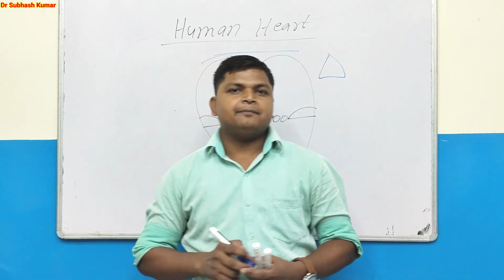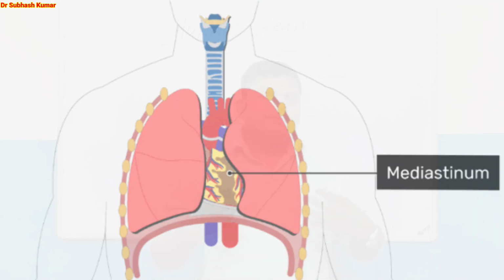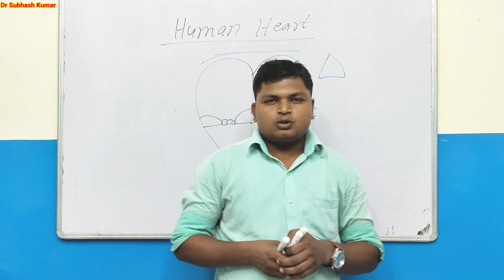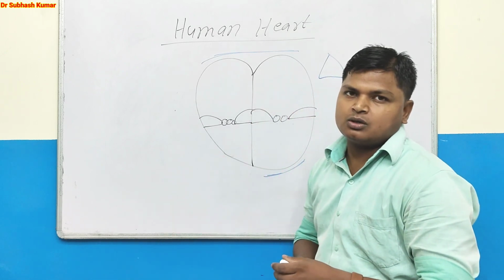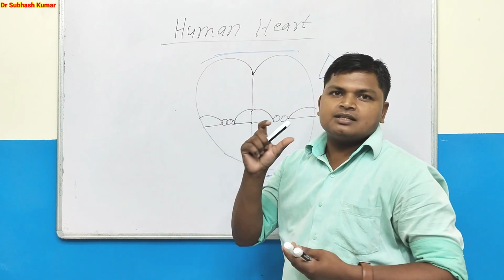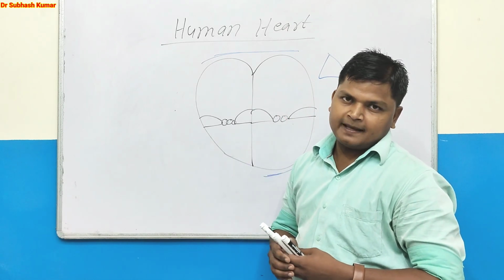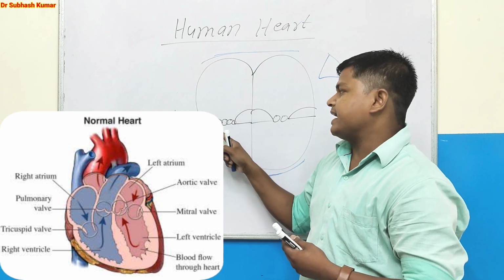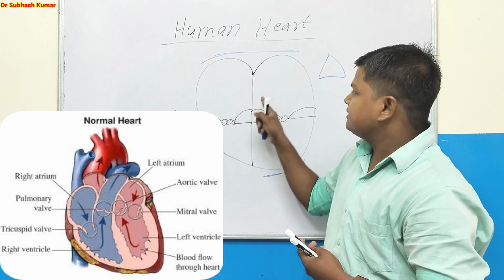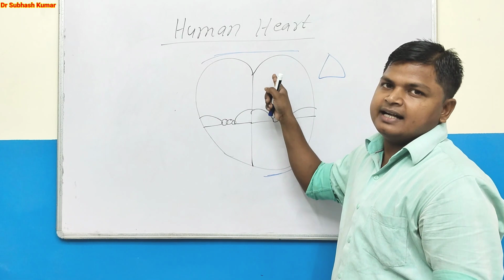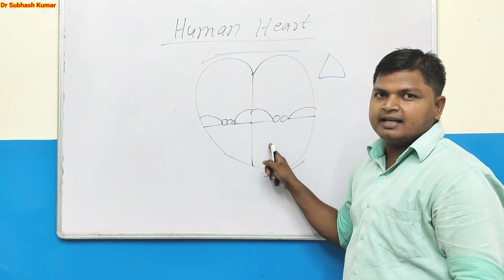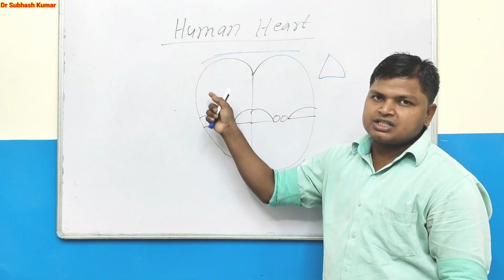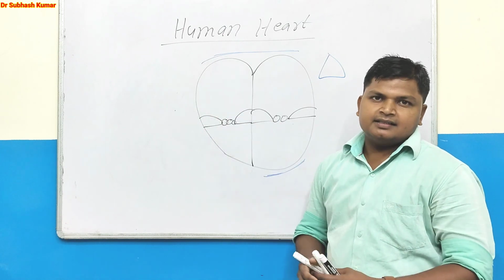Now, the heart is located in the mediastinum, between the lungs. The space between the lungs is known as the mediastinum, above the diaphragm. So, the heart is a highly vascular organ and it has various structures like four chambers. One is known as the right atrium, second is the right ventricle, third chamber is known as the left atrium, and fourth is known as the left ventricle.